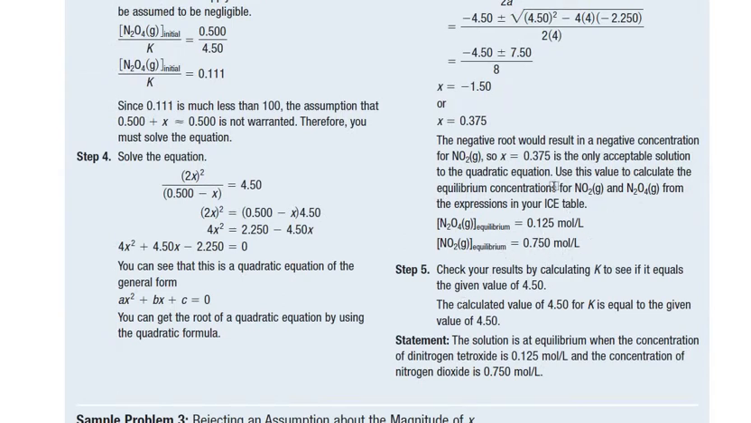So these are going to be the equilibrium molar concentrations for these two compounds. Check your result by calculating K to see if it's equal to the given value of 4.5. That's correct, and the solution is at equilibrium when the concentration of dinitrogen tetroxide is 0.125 mole per liter and the concentration of nitrogen dioxide is 0.75 mole per liter.